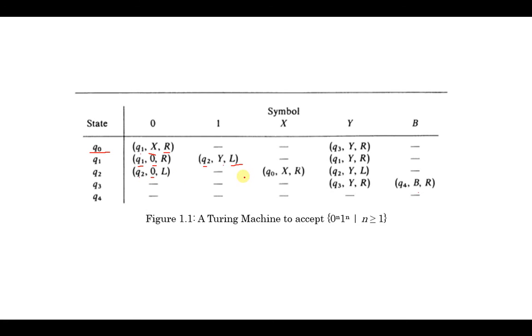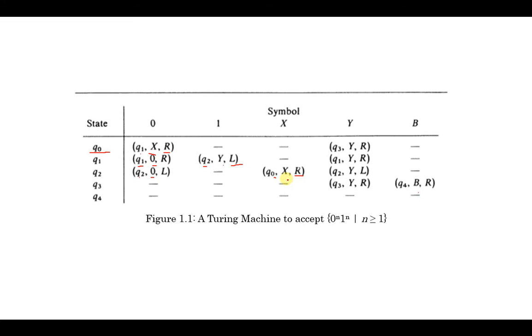When M reaches the rightmost X, M returns to the state Q0 and moves right. There are two cases. If M now sees a 0, then it repeats the matching cycle we have just described. If M sees a Y, then it has changed all the zeros to X.